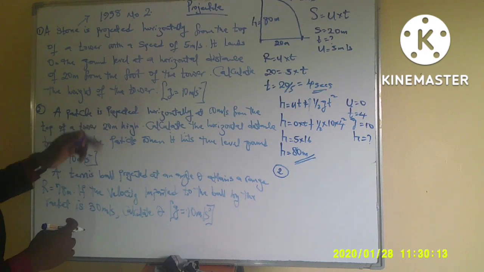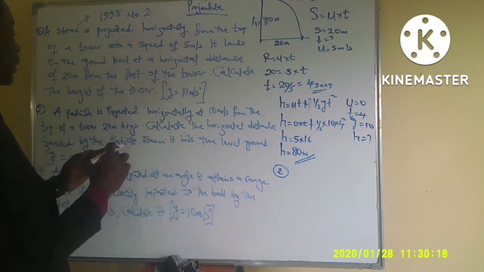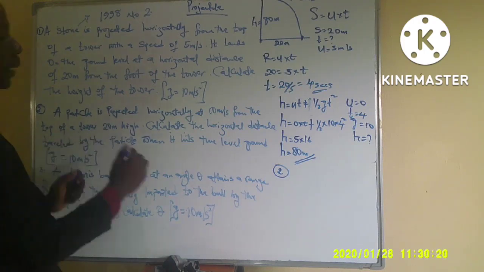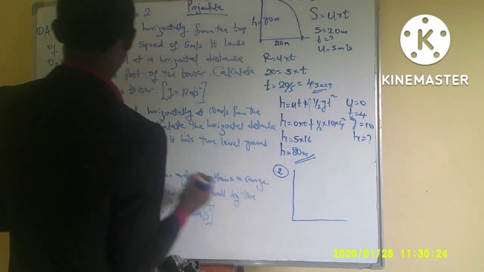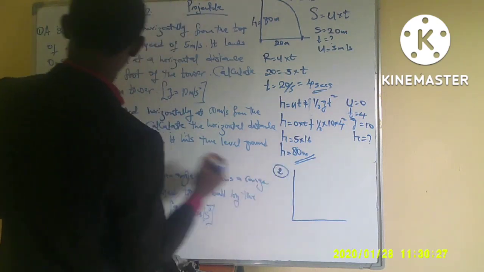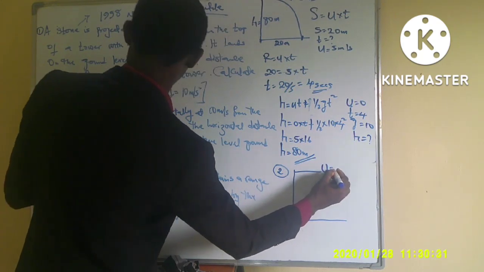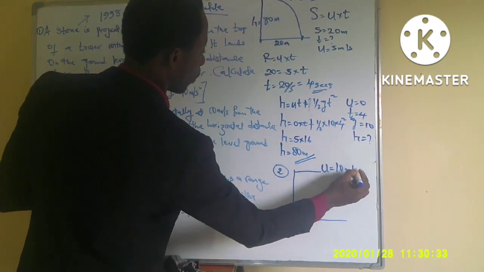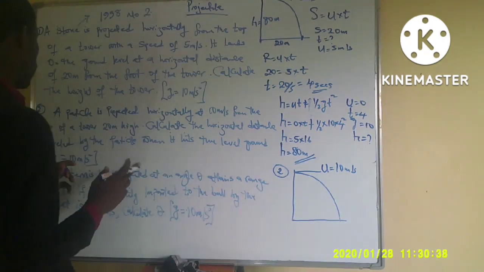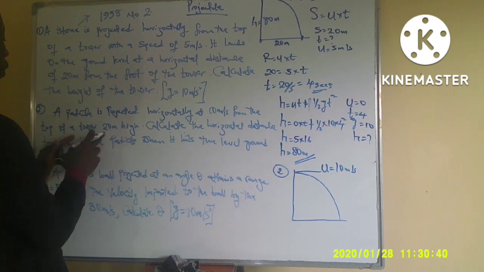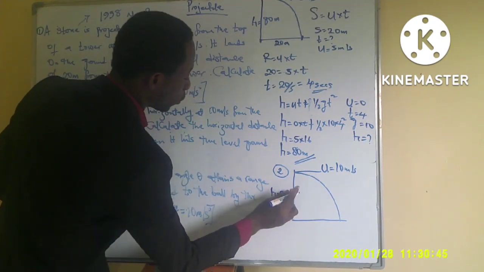Now, the particle is projected horizontally from the top of the tower. So let's assume the horizontal initial velocity is 10 meters per second. Now it goes down because it's a projectile, projected from the top of a tower 20 meters high. The height h here is 20 meters.